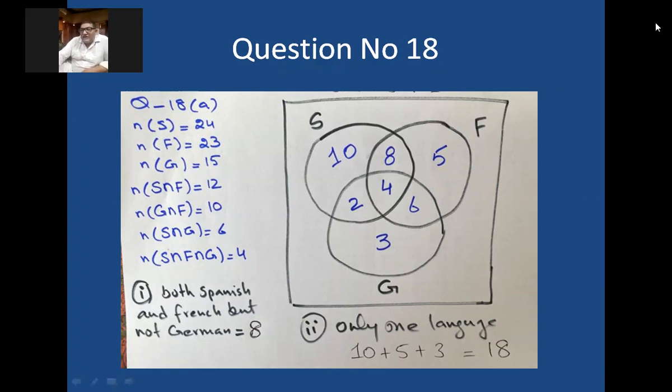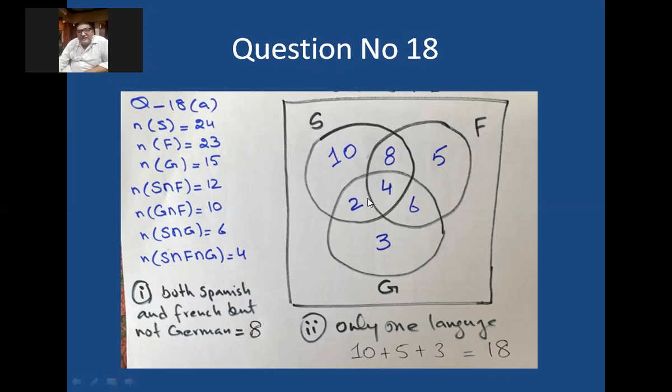So I will draw the Venn diagram. Here you can see I have drawn the 3 circles. First of all, we always start from the center of the circle. So where the 3 are overlapping, I will put the 6. Then S intersection G is 6. So where S and G intersect, the total should be 6.